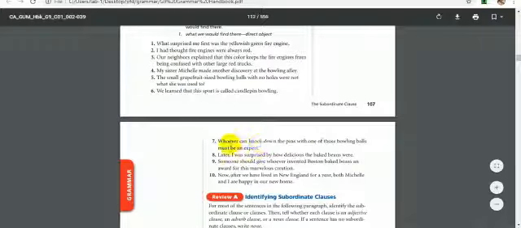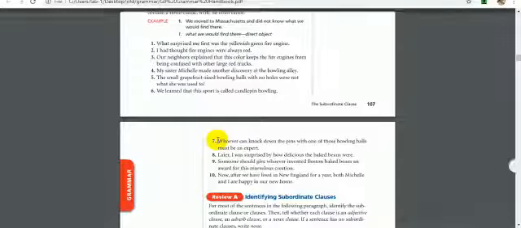Number 7. Whoever can knock down the pins with one of those bowling balls must be an expert. The introductory word here is "whoever", so "whoever can knock down the pins with one of those bowling balls" is the whole noun clause, and it is working as a subject for the verb "must be an expert".